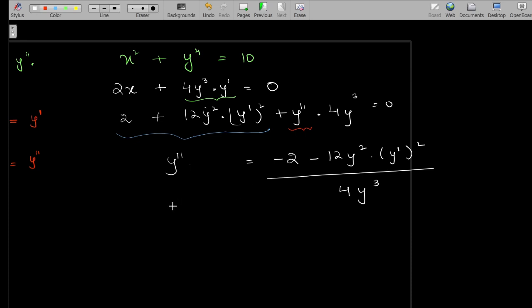Yes, this is also correct. Now you can also simplify this. You can factor out a 2.